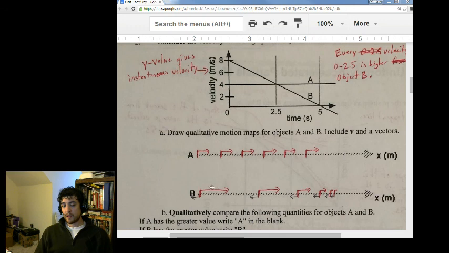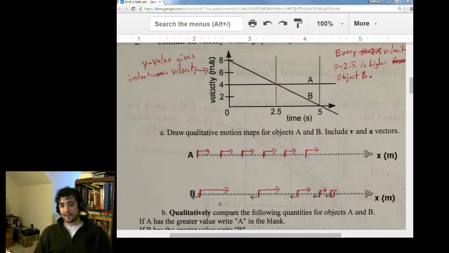For B, we again have this case where it starts out very fast and slows down over time, which is why the velocity vectors all point to the right because the velocities are all positive, but they start out long and get shorter and shorter. The spacing between the dots gets smaller and smaller as time goes on because the speed is smaller. To have a slow speed means you don't go very far in one unit of time. So each unit of time that passes, the distance the object moves gets smaller.